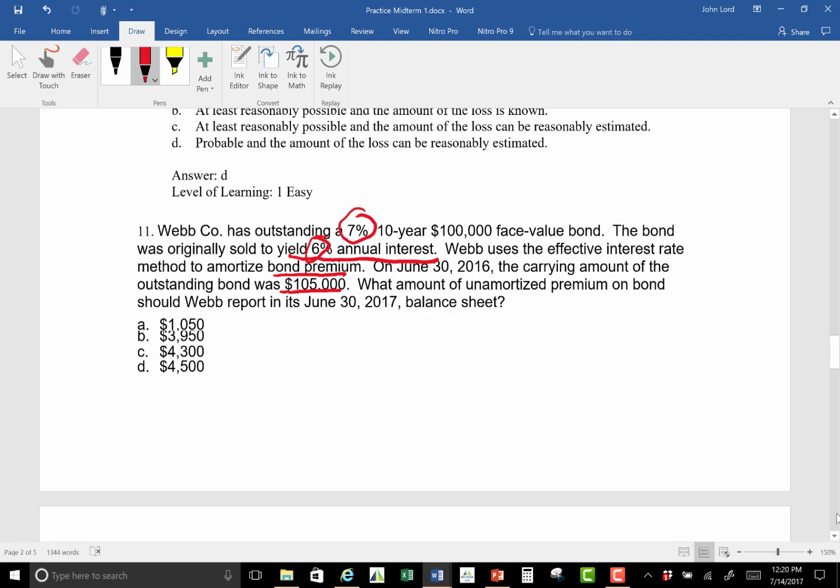Okay. So they say that on June 30th, 2016, the carrying amount of the bond outstanding was $105,000, and then they want to know what the unamortized premium should be. Is that 1 year later? They tell me what it was at June 30th, 2016, and they want to know what it should be. How much later?